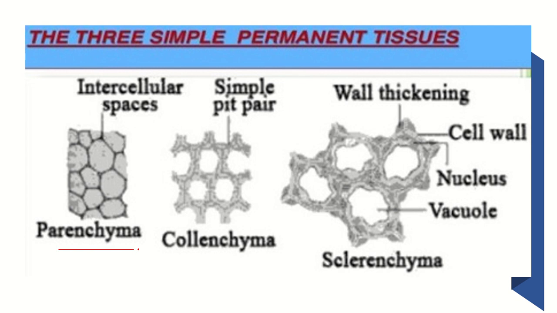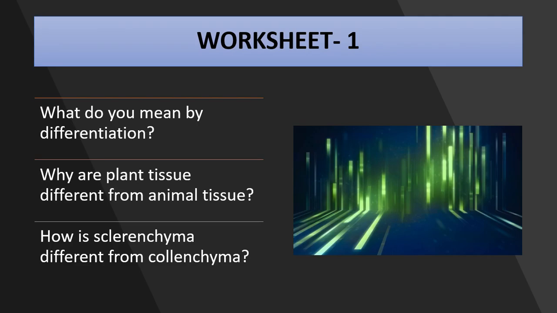Now, on the basis of the topics we have discussed today, here is worksheet 1. First question is, what do you mean by differentiation? Children, this is a very important question. I hope you remember the answer. Differentiation is the process with the help of which meristematic tissue is converted to permanent tissue. That means they lose the power of division and acquire a permanent shape, size and function.